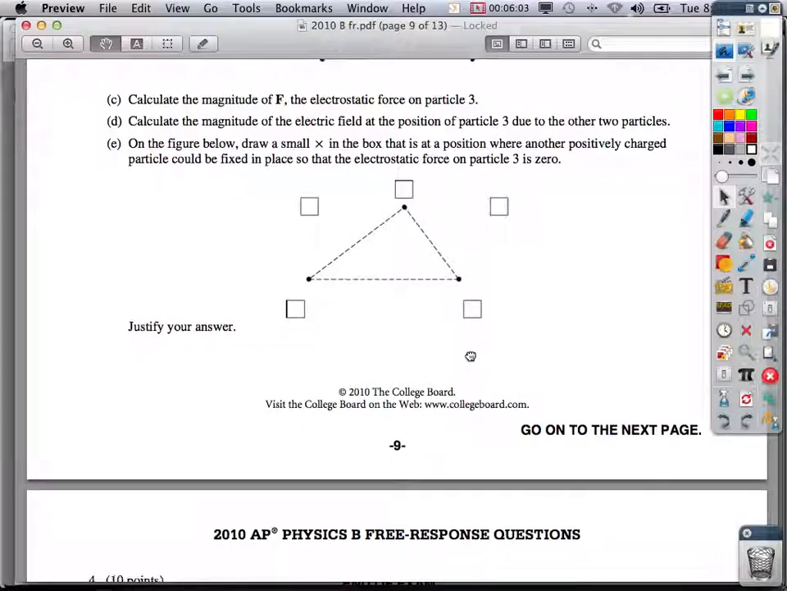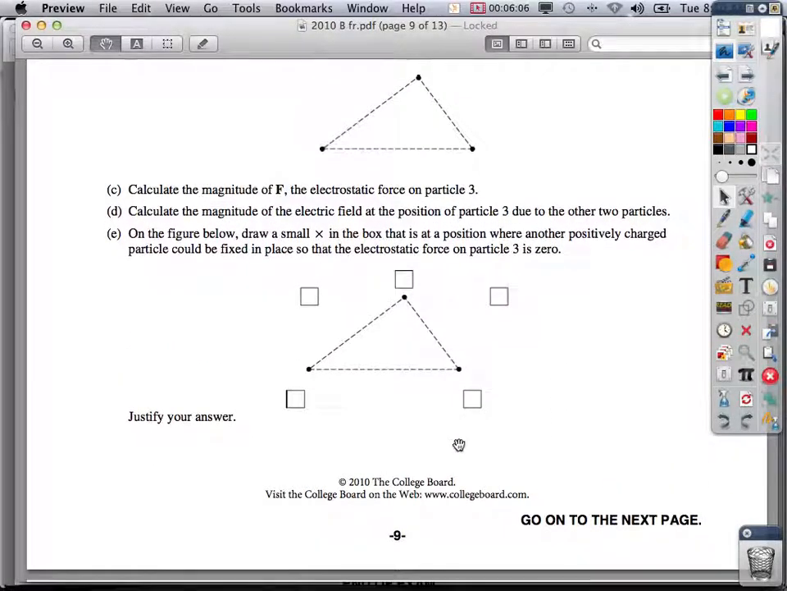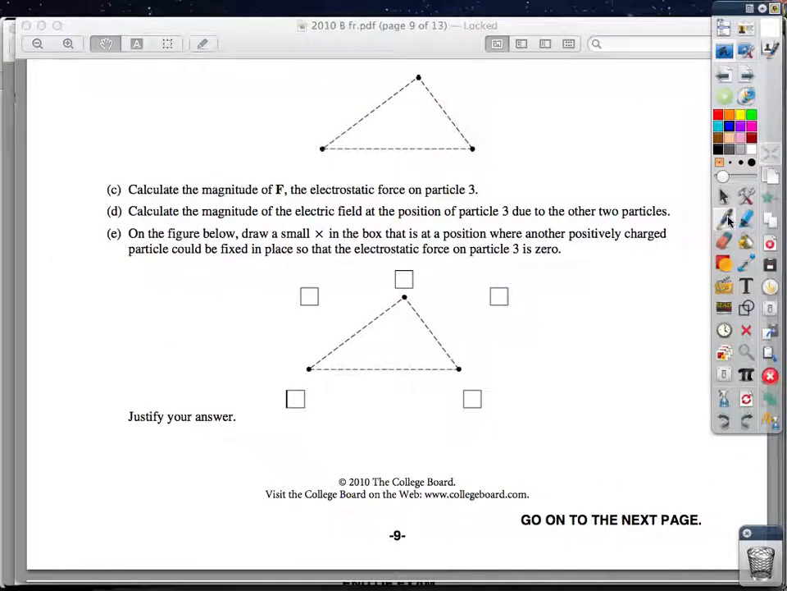Alright, calculate the magnitude of the electric field at position part 3 due to the 2 particles. Same smell, right? We can do the same thing where we're saying E1 and E2. So this is a minus, this is a plus. Here it's going to be like this, here it's going to be like that. Now, the question is, what is the difference between E and F? Yeah, it's Q, right? So this is going to be K, this is going to be Q. Is this called Q1?